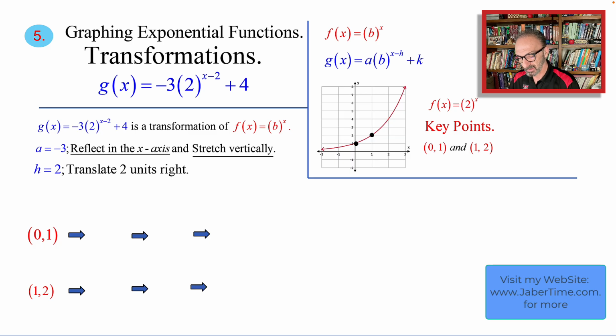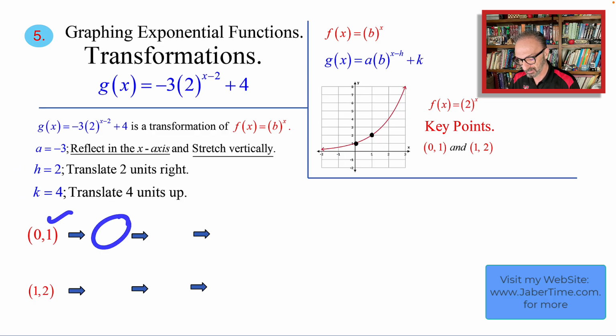Second part is, we said h equals 2 right here. That's a translate 2 units to the right, which means the x value will move to the right 2 units. We'll be adding 2 units to x. And finally, adding 4 outside, that's k equals 4, will translate 4 units up. So, one by one, let's apply the 3 transformations, a and h and k, to this point.